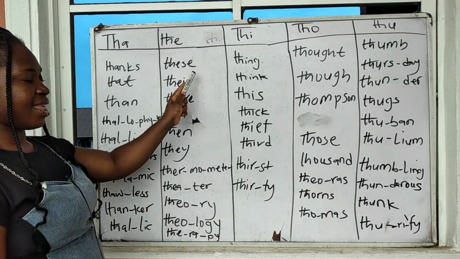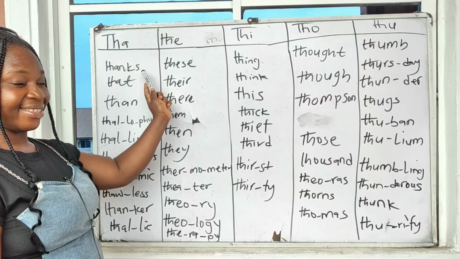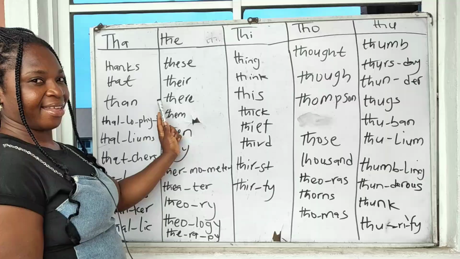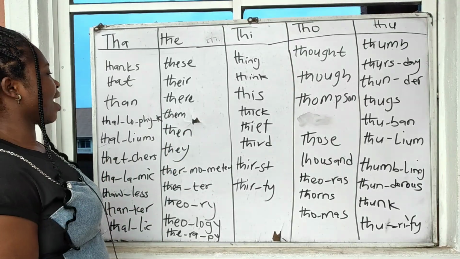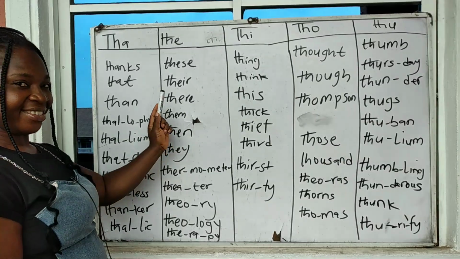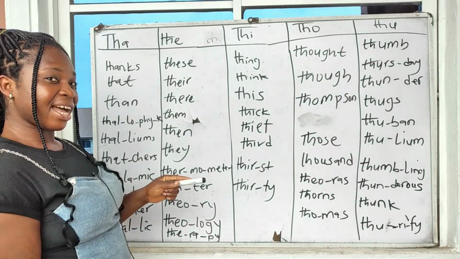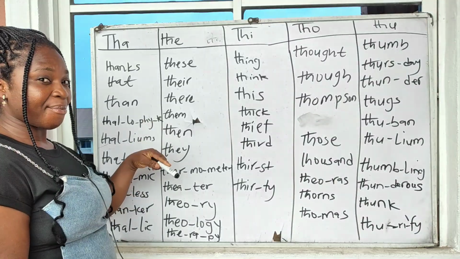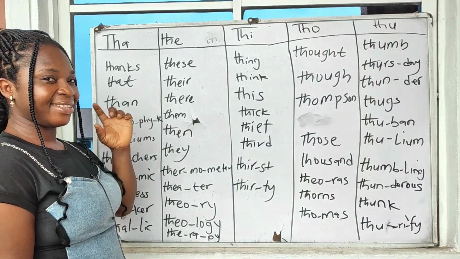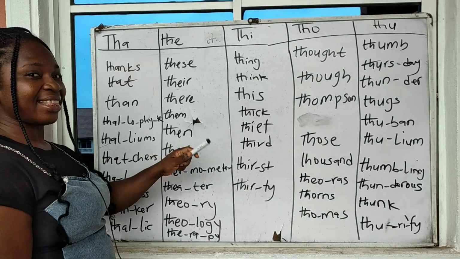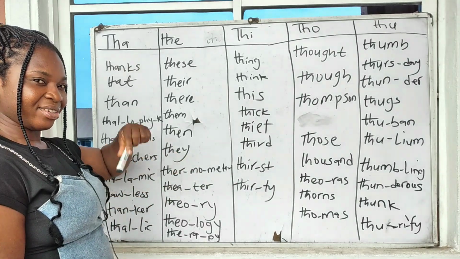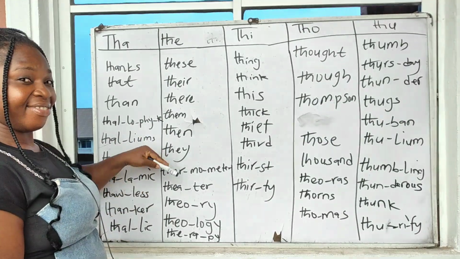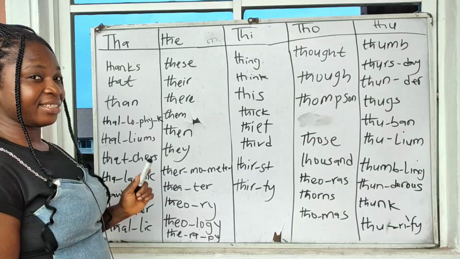Now I have des. It is sounding de. And I have de. It is sounding de. I have again dear. It is still sounding de. And again I have them. It is sounding de. Again I have then. It is still sounding de. I have they. It is still sounding de.